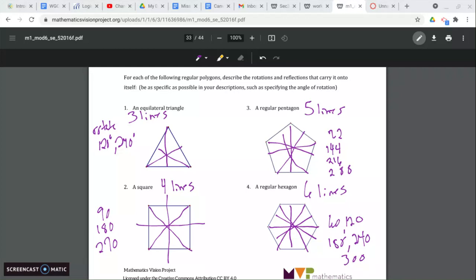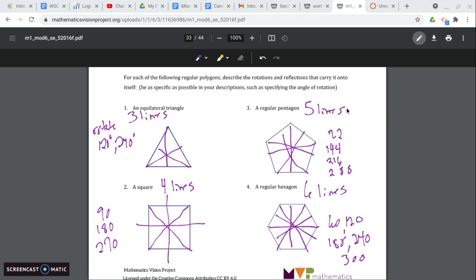So looking at this, our equilateral triangle has 3 lines of symmetry. It can rotate 3 times: 120, 240, and 360. It can always rotate 360, that'd be back to its original position. And so rotational symmetry means we can take this whole figure and take this point up to this point, which would be 120 degrees, and it'll perfectly line up back on itself.